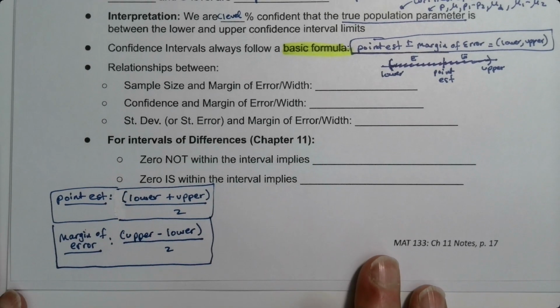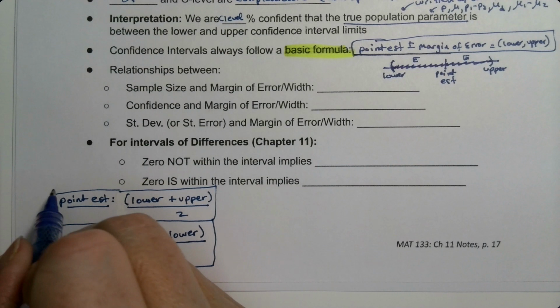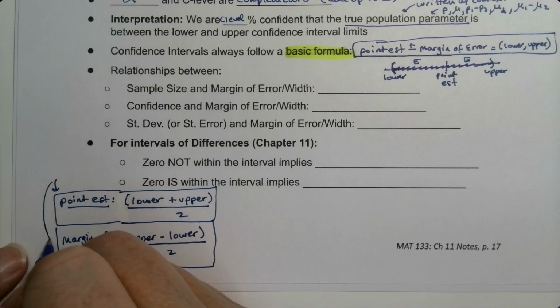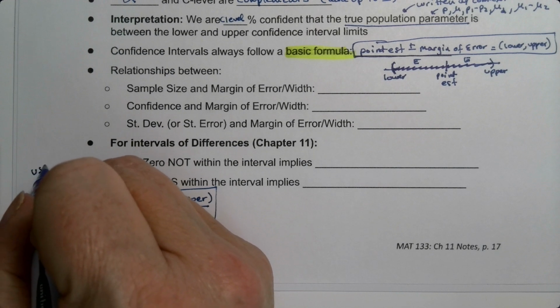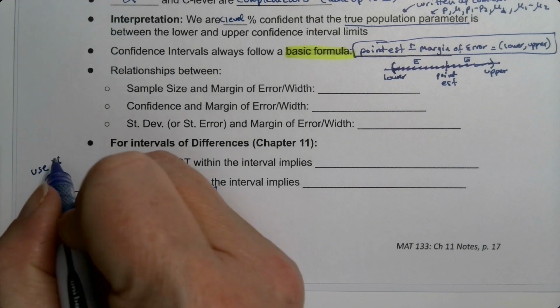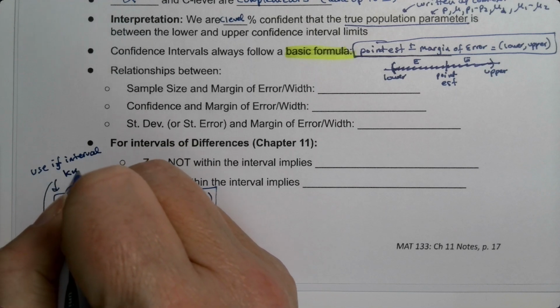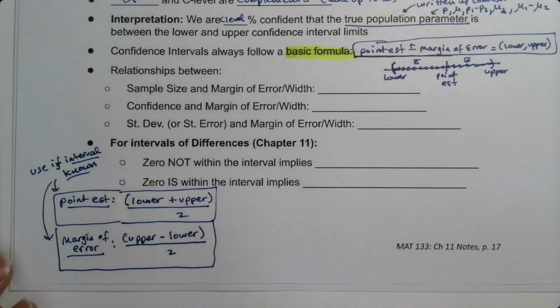We've run into those formulas several times. You can only use them if you have the interval. If the interval is not known, you can't use them. But if the interval is known, then you can use them.